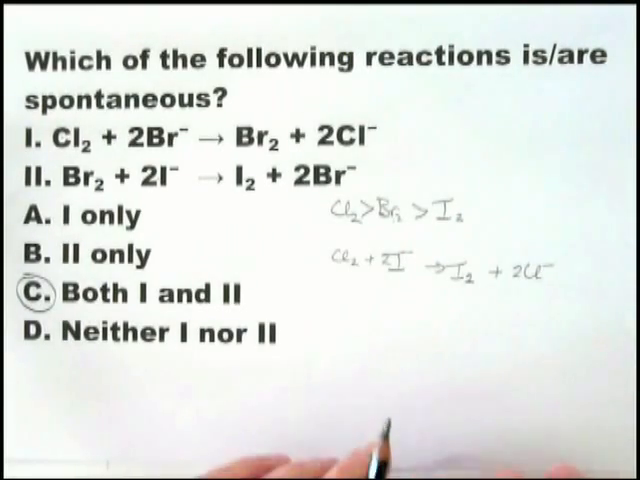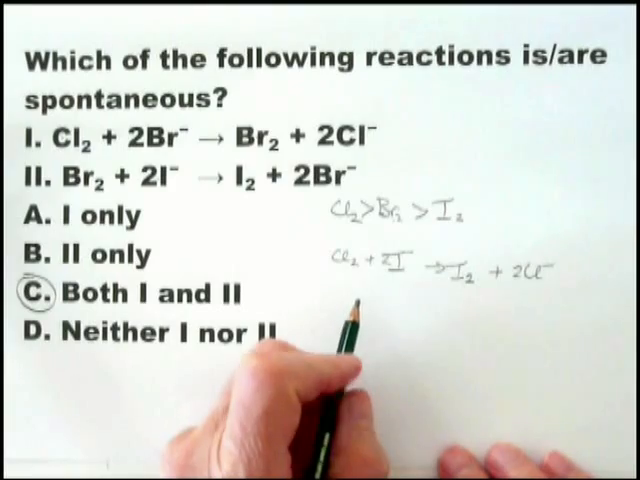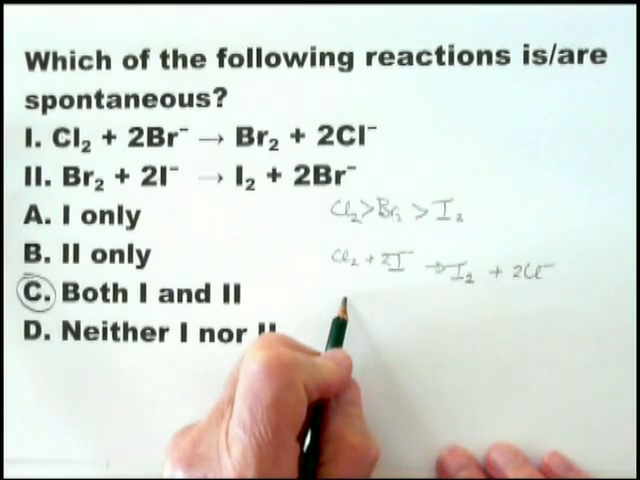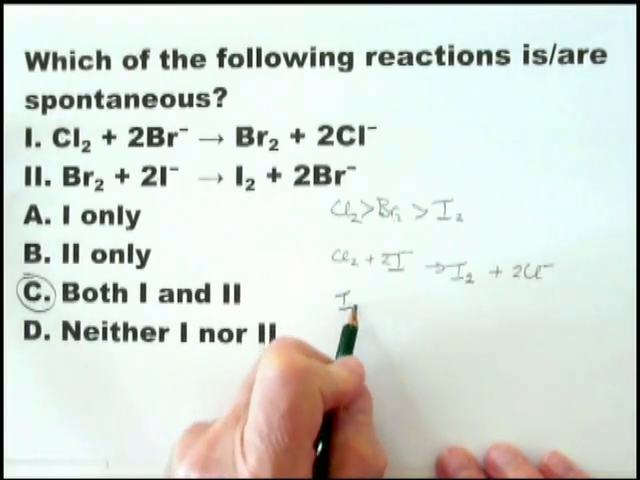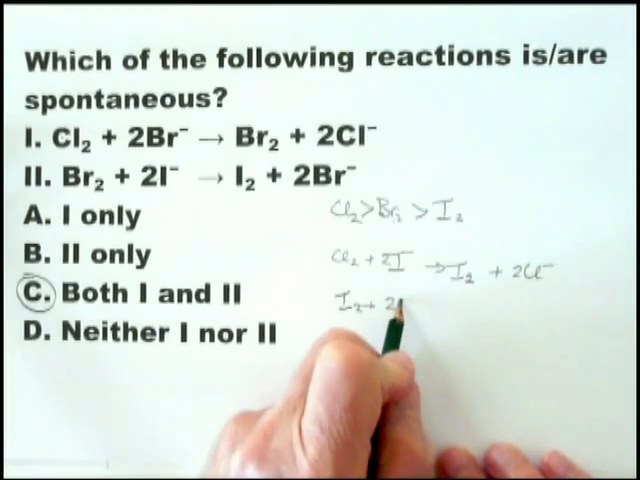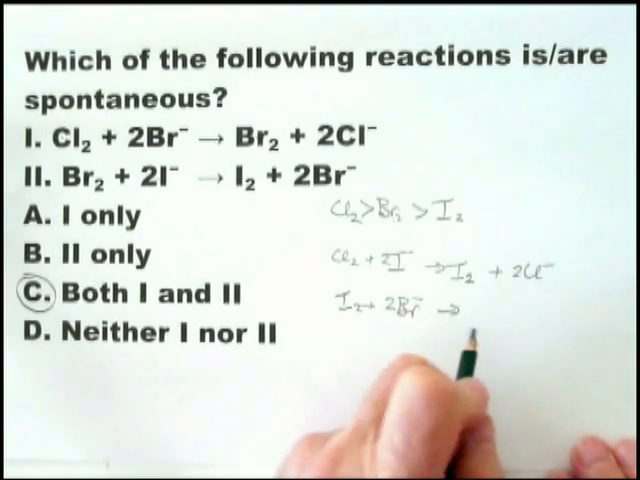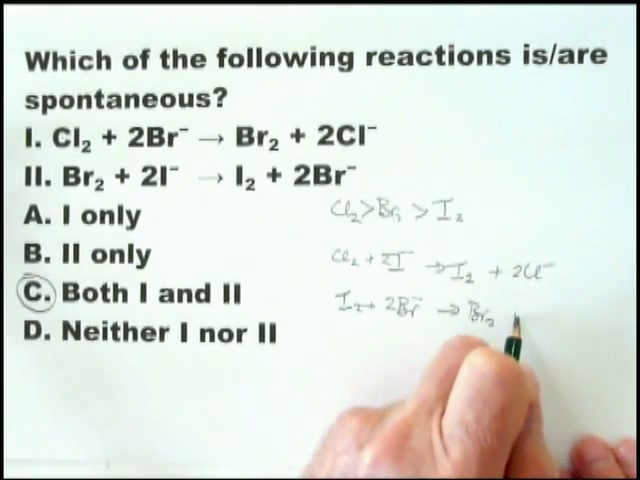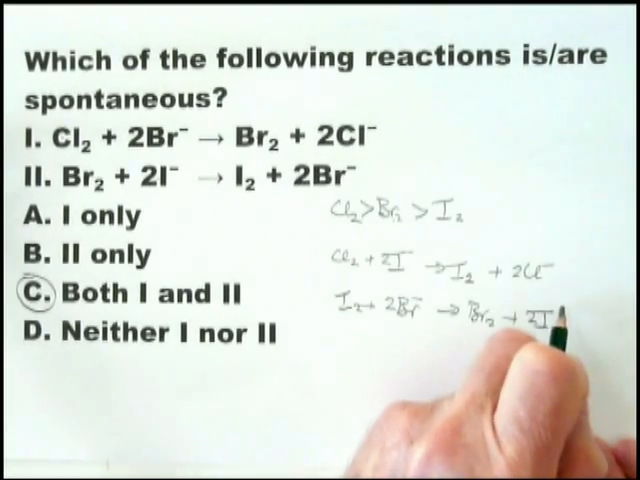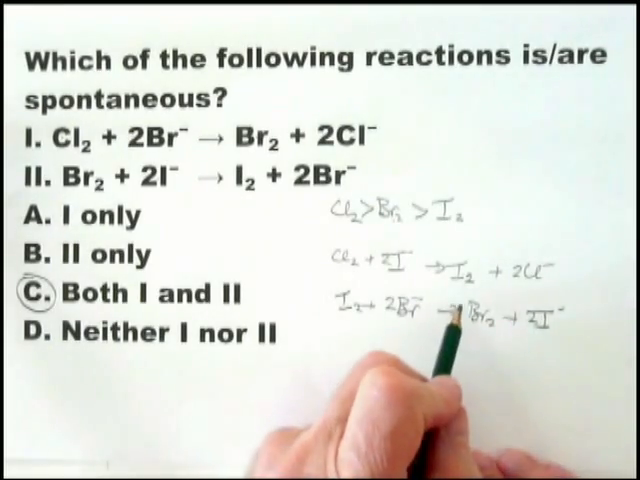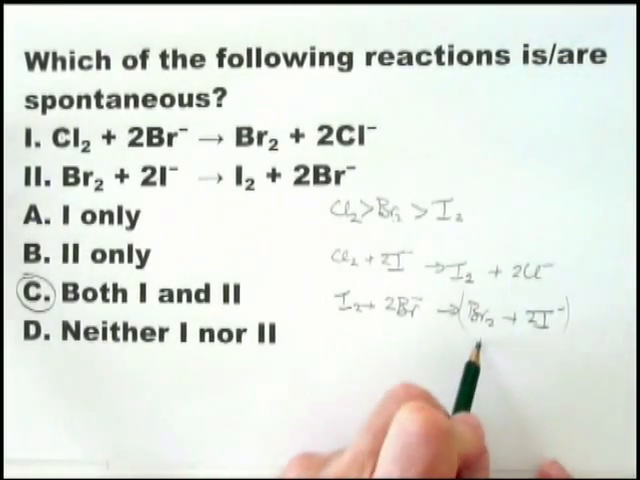Just to complete the concept of spontaneous, I'm going to write down the following: I2 plus 2Br minus goes to Br2 plus 2I minus. Now, in the past, a year or 2 years ago, you would have been expected to say no reaction.